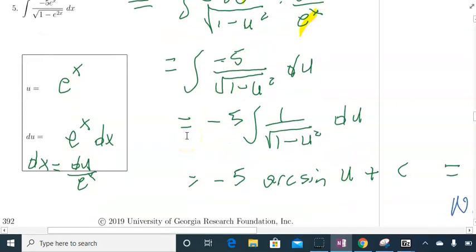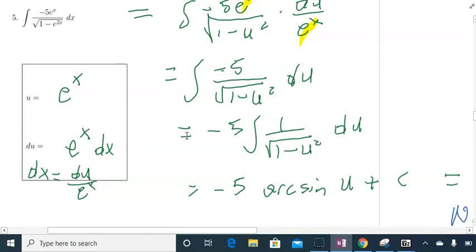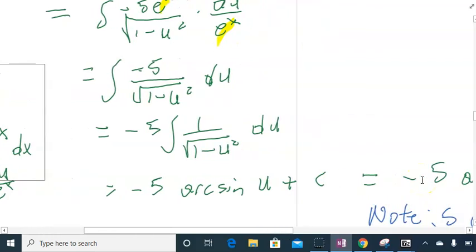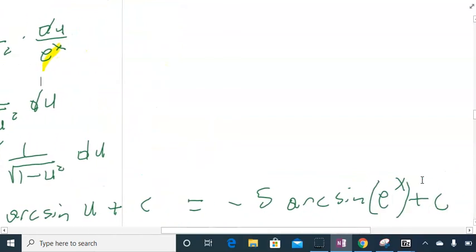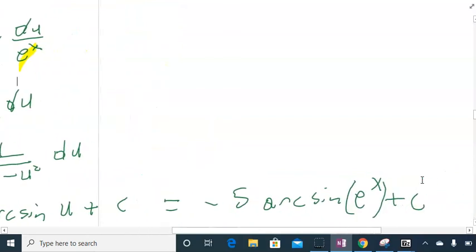And remember now from your ideas of integration, 1 over the radical of 1 minus u squared, when you integrate that, that would be arc sine of u. So that would be equal to negative 5 arc sine of u plus c. And in your final step, you replace your u's with x's. So your answer will be negative 5 arc sine of e to the x plus c.